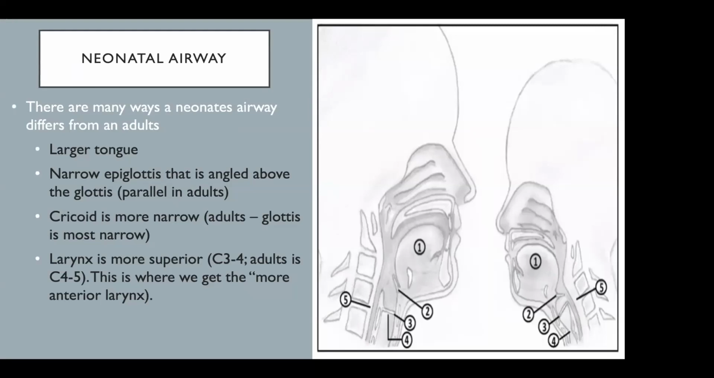The cricoid is more narrow. In adults, the glottis is the most narrow. The larynx is more superior, and this is kind of where we get the more anterior larynx. So folks say neonates have a more anterior larynx. This is kind of where we see this. In the adult, it lays at about C4, C5, whereas in neonates, very young infants, it lies around C3 and C4, talking about our cervical spine.